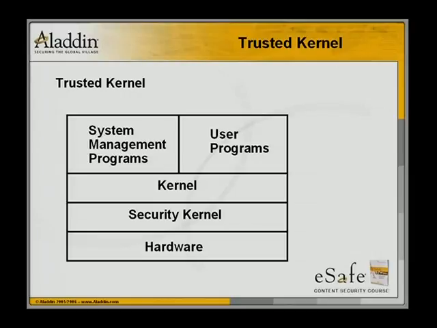Let's speak a little bit about the trusted kernel. We showed before the diagram of the operating system, and we saw in the diagram that there was hardware, kernel, user programs and system management programs. In the trusted kernel, we have two layers of the kernel. One of them is specifically talking to the hardware, and the other one is specifically talking to the programs. Neither of them talks to the other, meaning that the kernel cannot speak to the hardware and the security kernel cannot speak to the user programs.